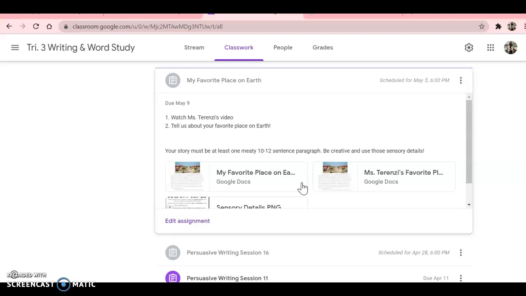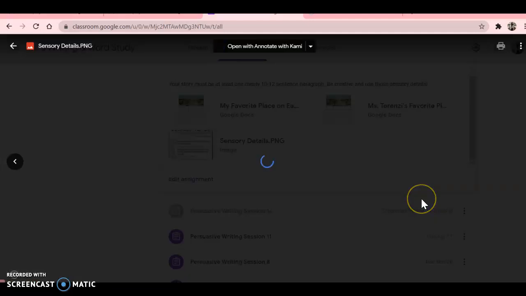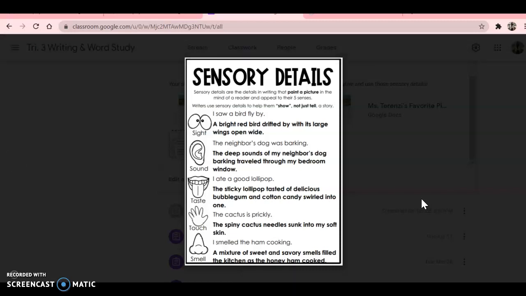Make sure you're also using your sensory details. This is something that I really want you to focus on for this assignment. So I have attached a file so you can see some examples of some sensory details. Remember, sensory details are the details in writing that paint a picture in the mind of a reader and appeal to their five senses. So it helps the reader imagine what you are thinking and seeing. So writers use sensory details to help them show, not just tell a story. So for instance, some of the senses would be sight, sound, taste, touch, smell.